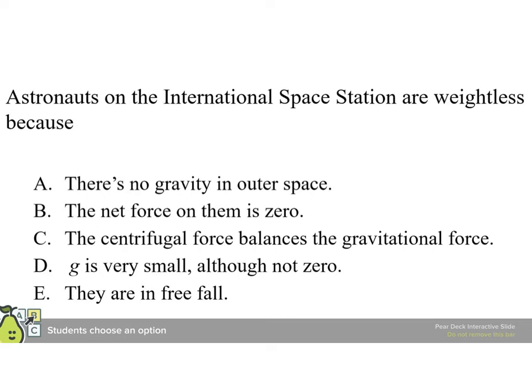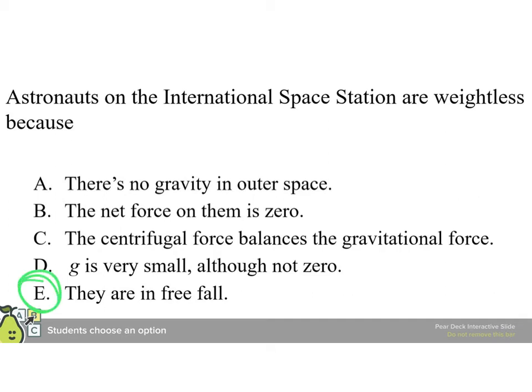All right, astronauts at the International Space Station are weightless because of which of these? That there's no gravity in space, or that the net force on them is zero, or the centrifugal force balances the gravitational force, or that g is very small, although not zero, or that they're in free fall. And we know that our answer is they're in free fall.